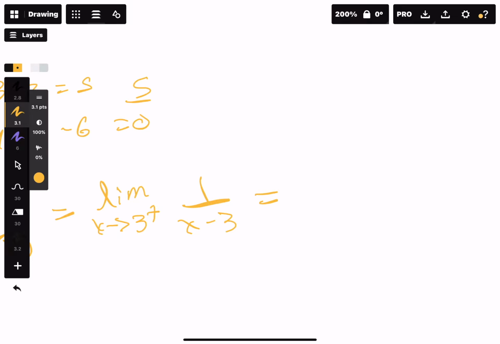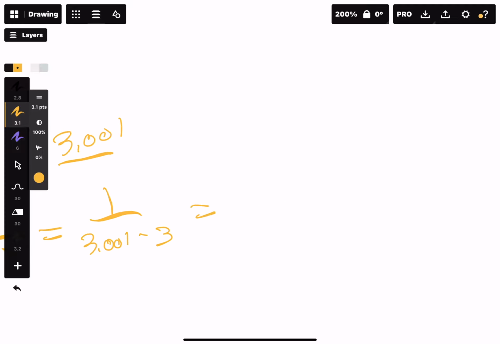Okay. Which would now evaluate from plus 3. Keep in mind, plus 3 means it's going to be like 3.001. It's always going to be slightly bigger than the 3 actual value. So this is going to be like 3.001 minus 3, which in turn is 1 over 0.001, which is going to be very, very big, which is infinity. Positive infinity. We can't make that confusion.